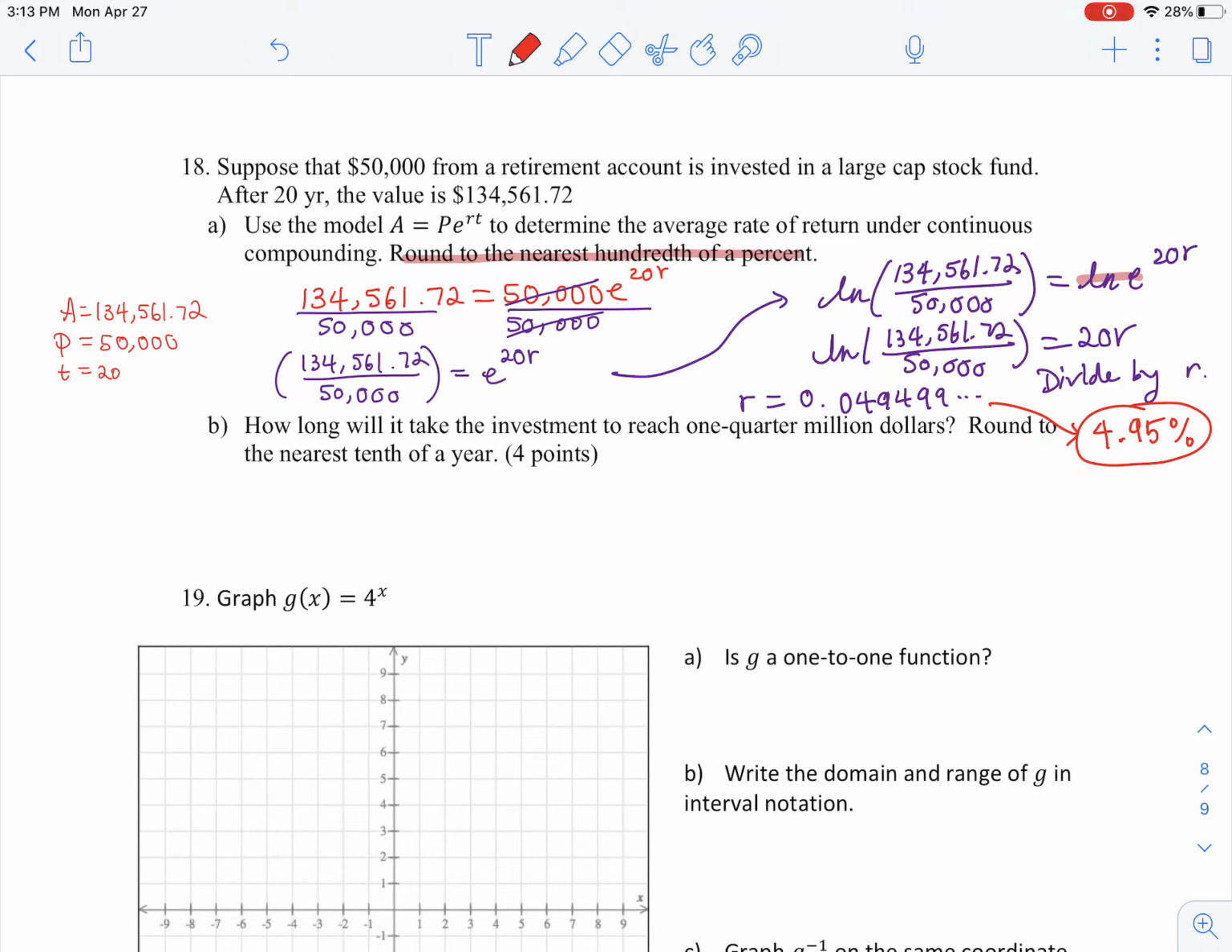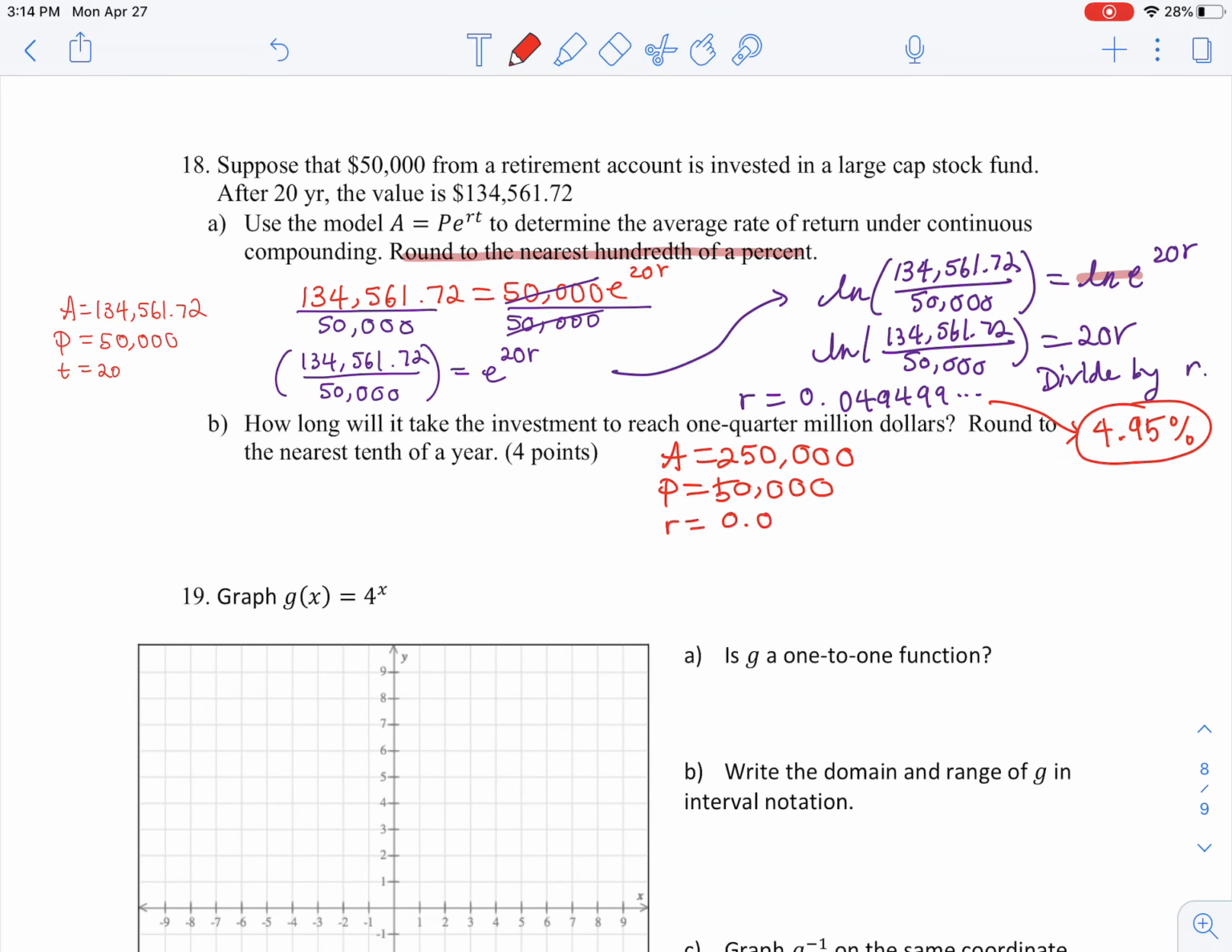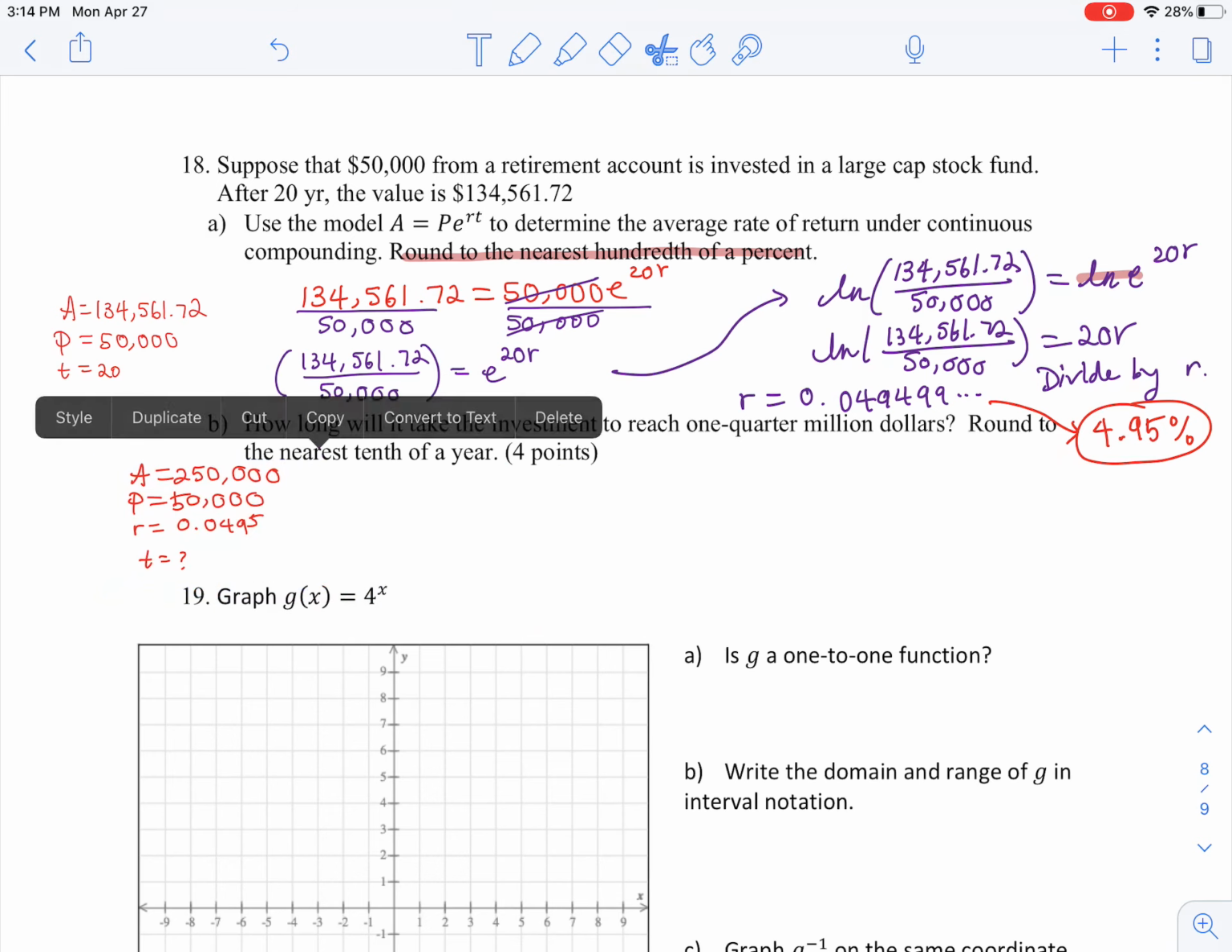Okay, so we found the rate. Now, what do they want for part B? How long will it take the investment to reach $250,000? Okay. So $250,000. So million has 6 zeros. If you divide 1 million by 4, what we want is A to be 250,000. Okay, that's $250,000 right there. So what we want is that A. Well, we know that P is 50,000. The initial investment is still 50,000. And what we know is that r is equal to 0.0495. Okay, we just want to find what t is. How long will it take for this investment to grow into $250,000, right?